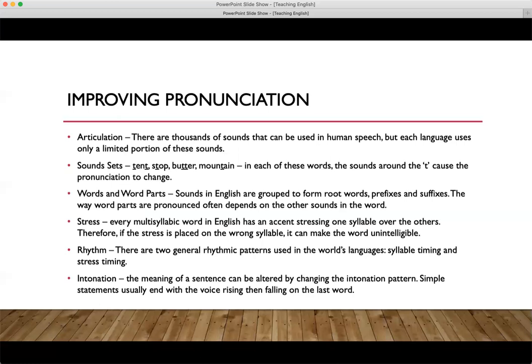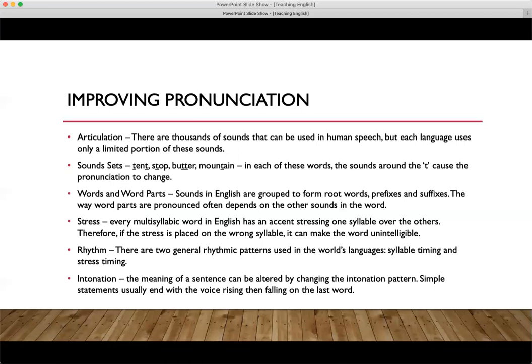English, on the other hand, is a stress-timed language. Stress still occurs at rhythmic intervals, but only important syllables are stressed. In learning a new language, students often superimpose the rhythm of their native language onto the sentences they are learning.